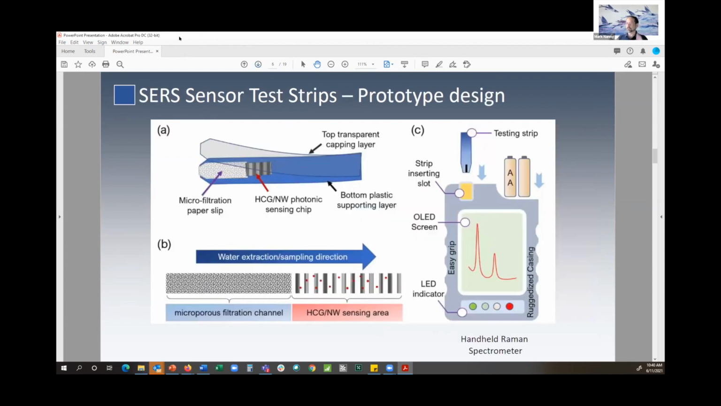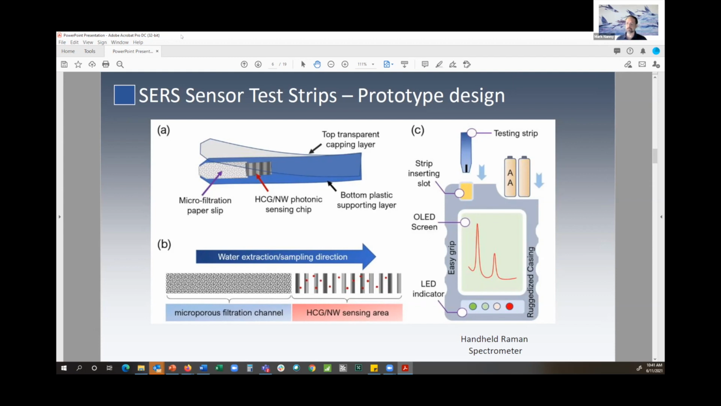So right now, our first step toward building continuous real-time sensors is we are working on a sensor test strip. And the idea is that you can see here at the top, we have a blue test strip. And in the middle, we have this thing that kind of looks like a barcode. We call it the photonic sensing chip. That will be the region that has the nanophotonic materials in it. And we'll be able to dip this test strip into an aqueous solution.